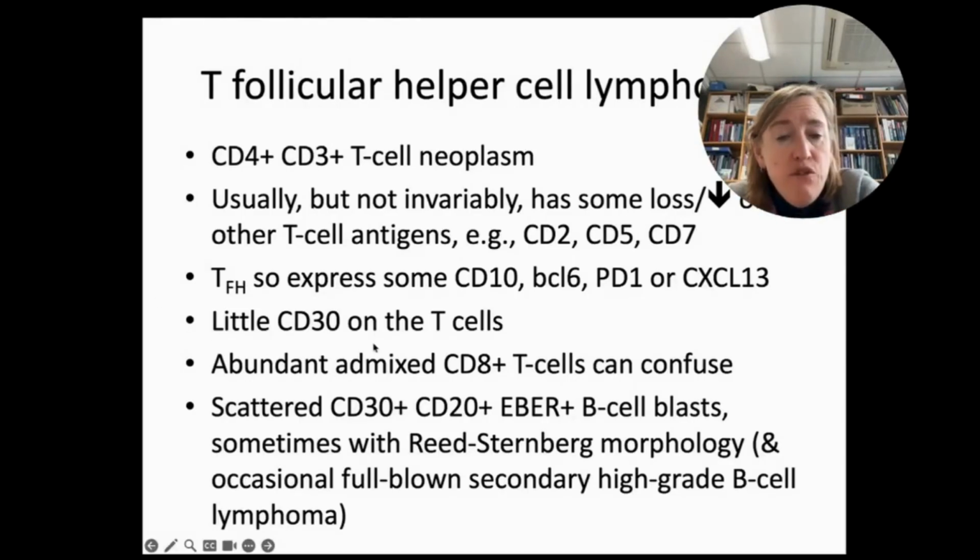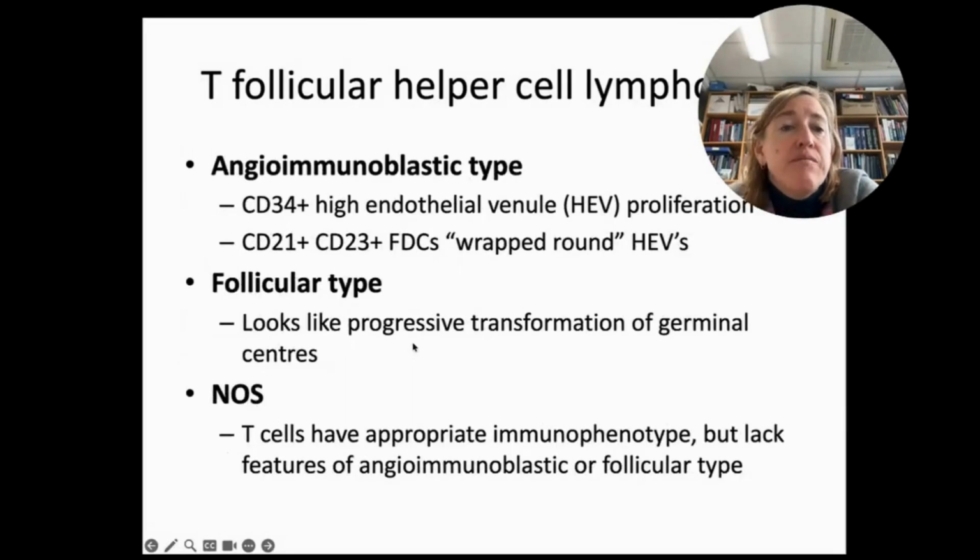Occasionally you actually get a full-blown high-grade B cell lymphoma that's a consequence of having a T follicular helper cell lymphoma, so it's important to look out for that. The three types of T follicular helper cell lymphoma are angioimmunoblastic, where you've got these high endothelial venules, which you can see. I've got some examples in a minute.